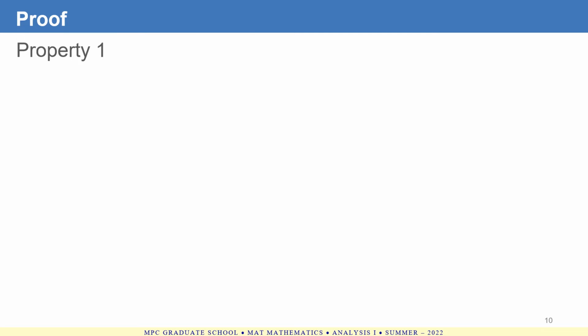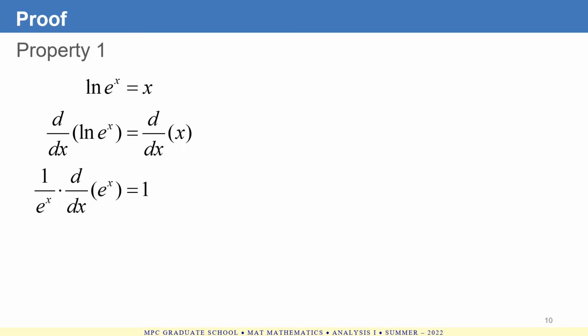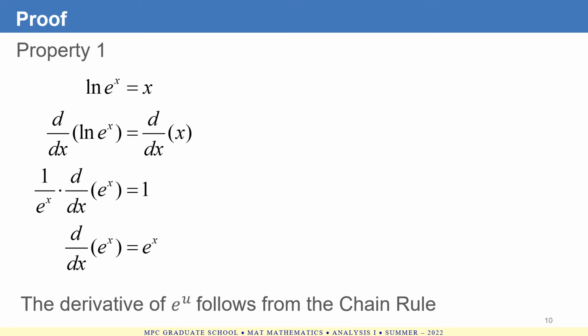To prove property 1, use the fact that ln of e raised to x is equal to x by definition of the exponential function and differentiate each side of the equation with respect to x. So the result is 1 over e raised to x times the derivative of e raised to x is equal to 1. Then after that, multiply each side by e raised to x. So the result is the derivative of e raised to x is equal to e raised to x. And then for property number 2, the derivative of e raised to u follows from the chain rule.